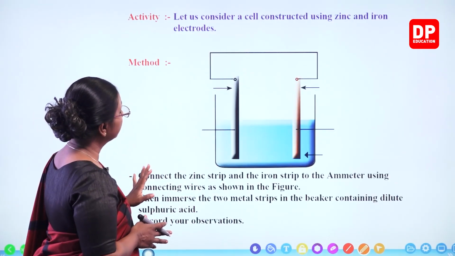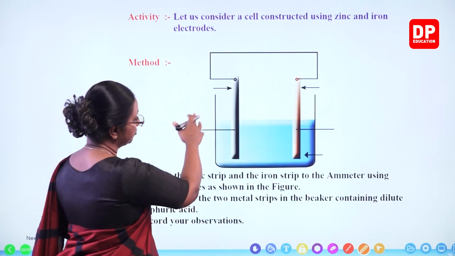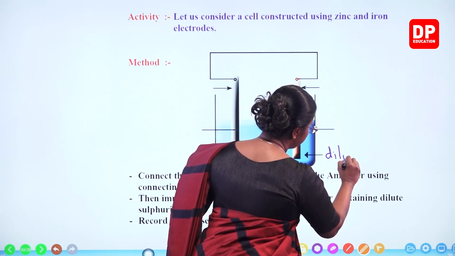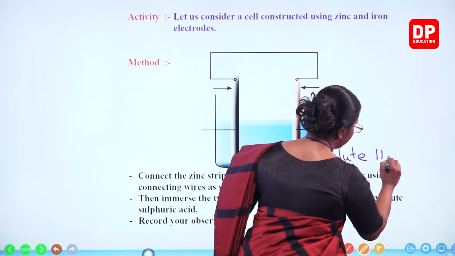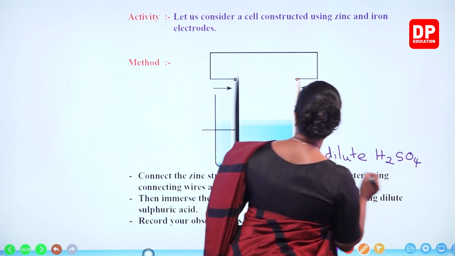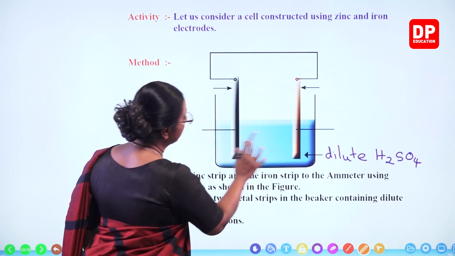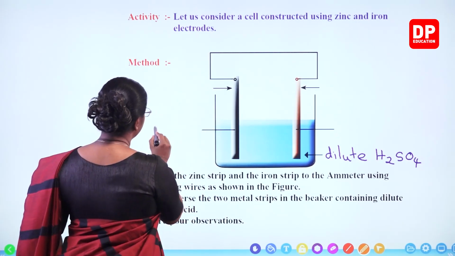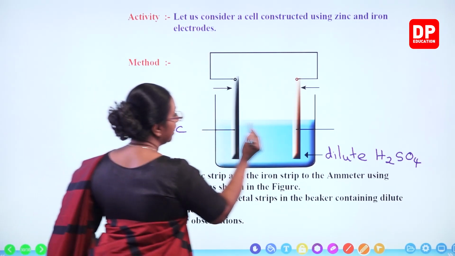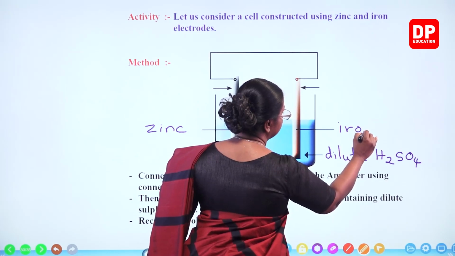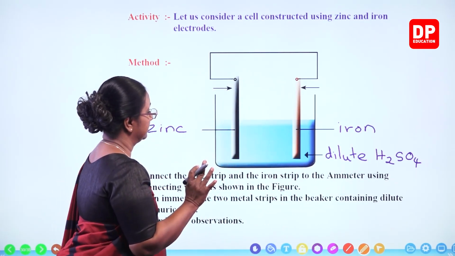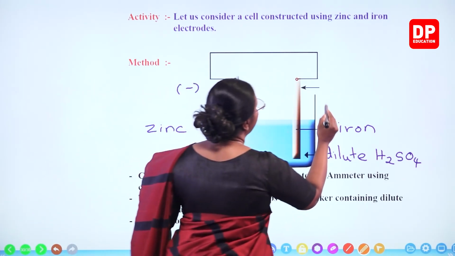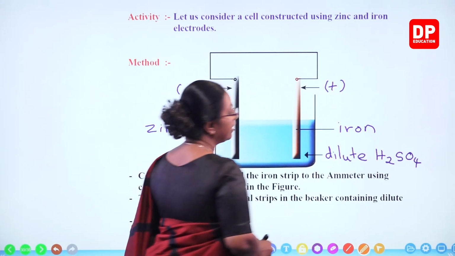So this is the method we will be following. We need to take a beaker containing dilute sulfuric acid, H2SO4. In that we will be using two metal strips or metal plates. One is zinc, the other one is iron. You will see that zinc will be the negative electrode and iron will be the positive electrode.